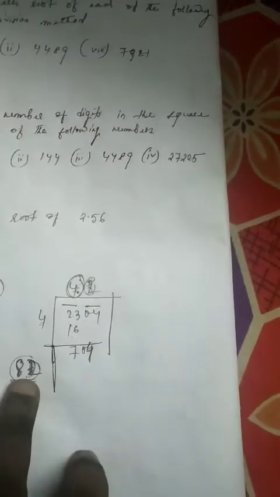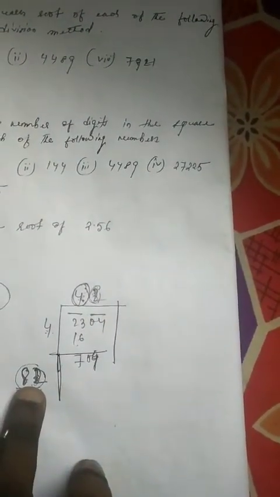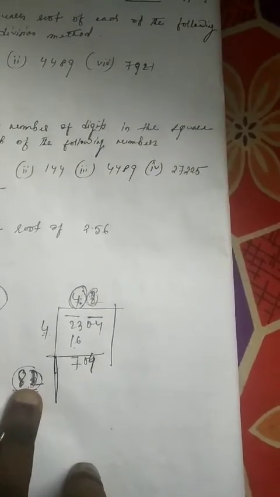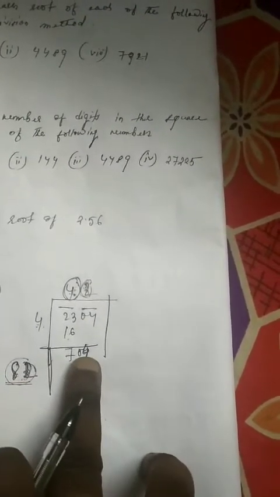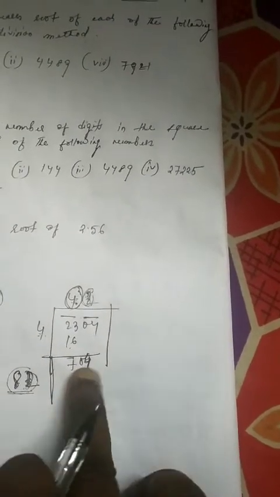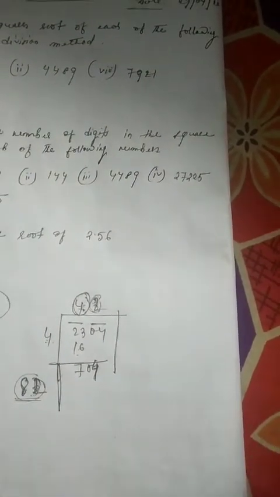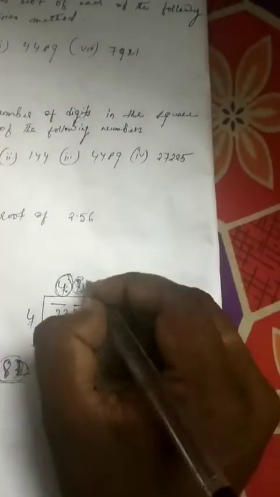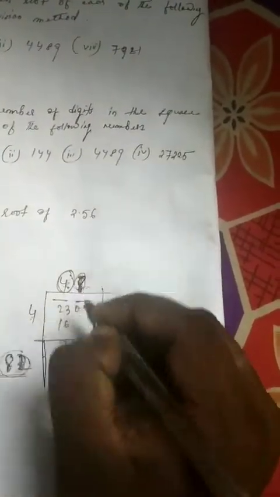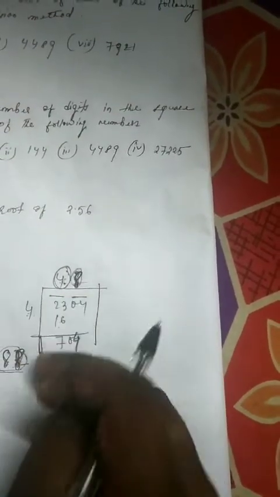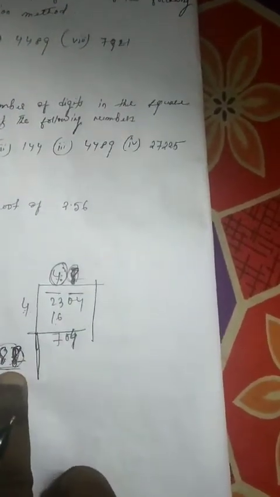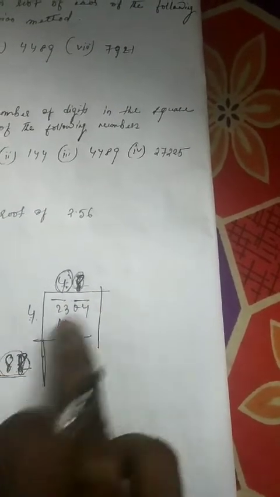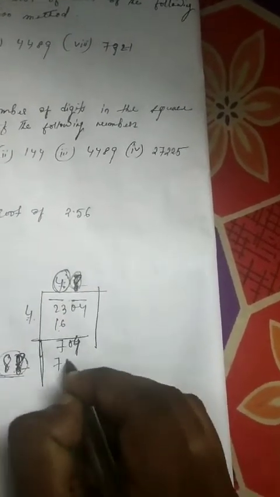3 into 83 is 249. Not closer to 704. So in this way we have to check 2, 3, 4, 5, 6. I can tell you it will be 8. If I imagine 8 here, I have to take 8 over here also. 8 into 88 is 704.